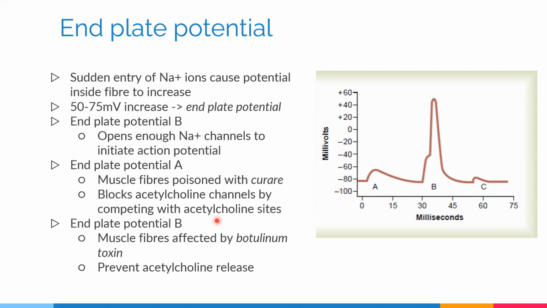In end plate potential B, muscle fibers are affected with botulinum toxin, which also prevents action potential from occurring, but its mechanism of action is a bit different. It prevents acetylcholine release from the presynaptic nerve fiber itself, and this in turn causes no action potential to occur on the muscle cell.